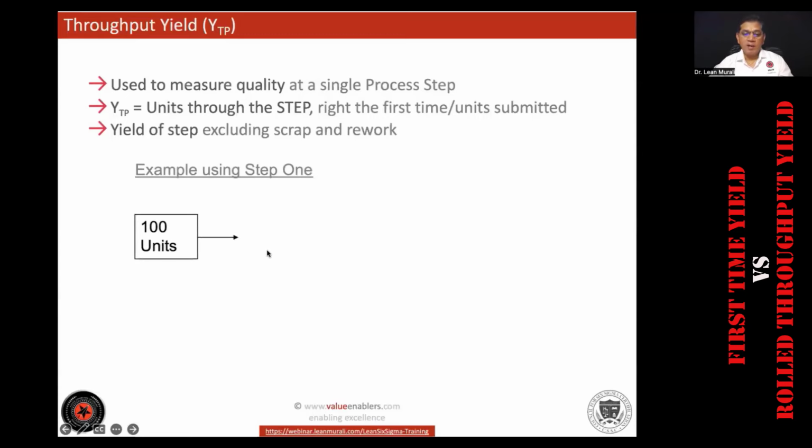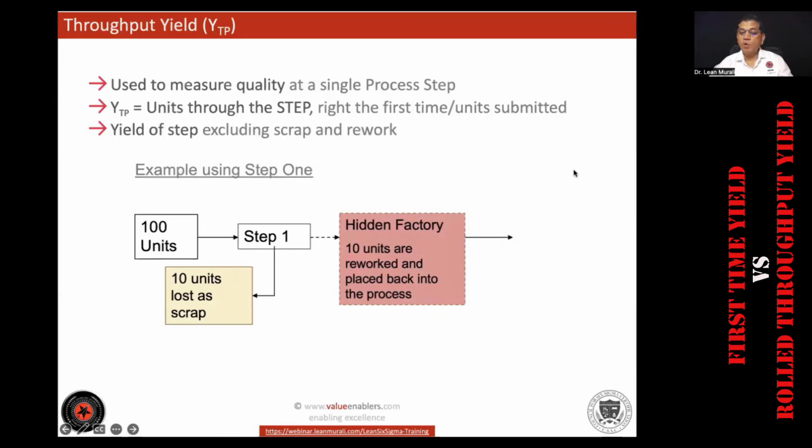Example using step 1. 100 units are put in. In step 1, 10 units are lost as scrap and 10 units are reworked. So totally, how much is defective in step 1? 20 is defective, okay? Defective means rework plus scrap is defective, okay? Some defects are reworked, some are not reworked, okay? Okay, good. Now, in step 1, what is YTP? If 20 is gone, what is YTP? 80. Easy question, right?